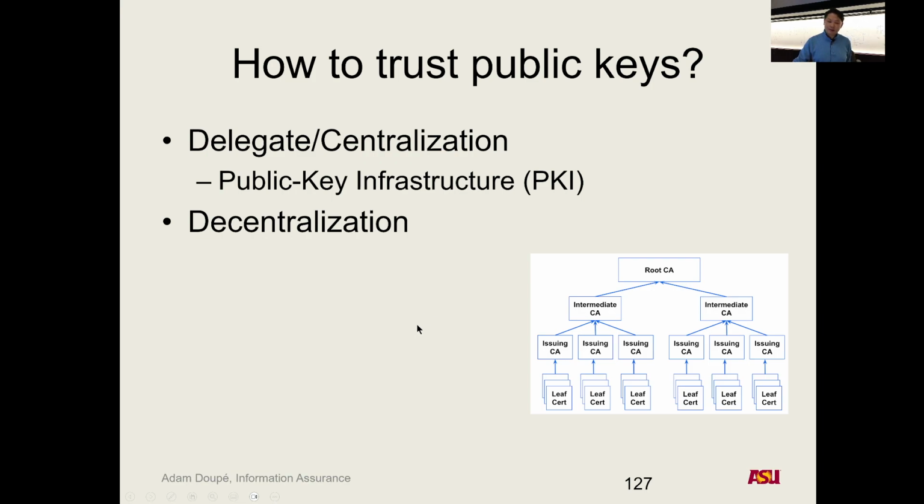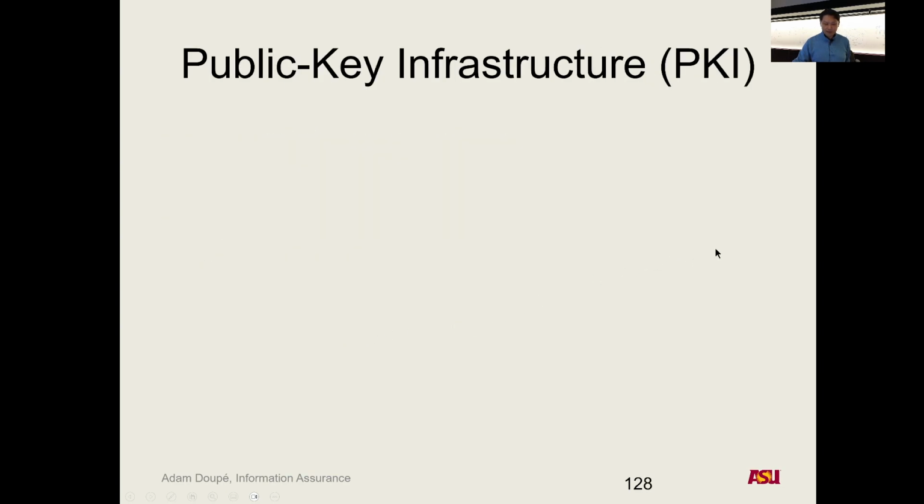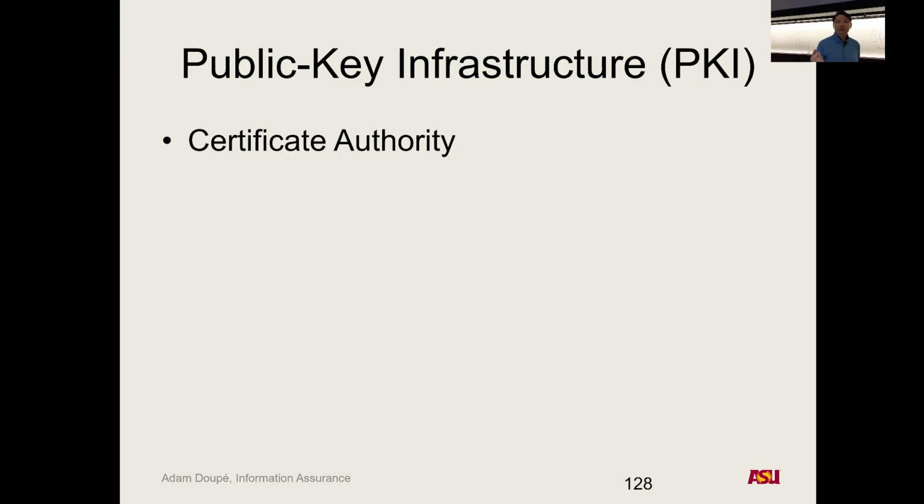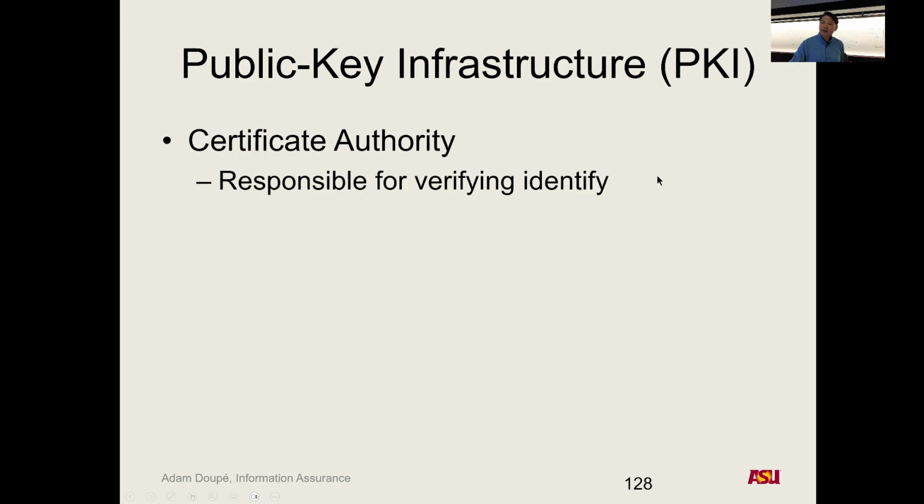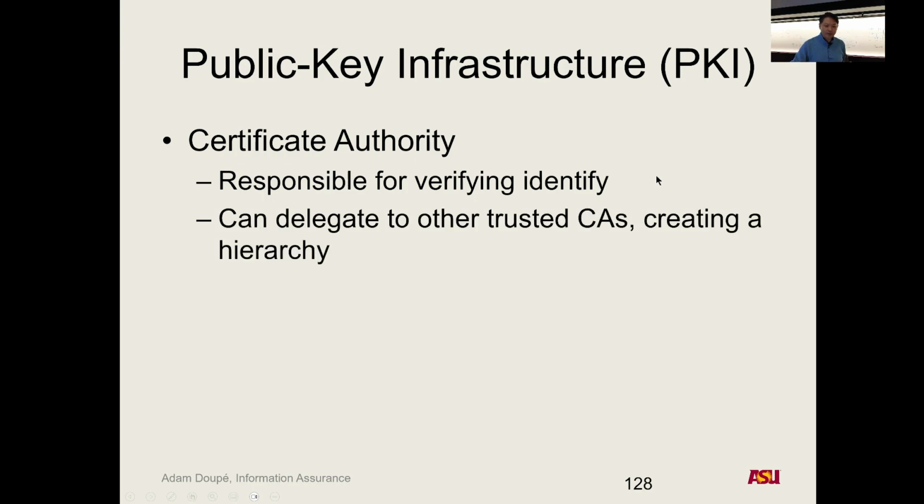Conversely, there is the decentralized approach, one of which is the web of trust. So let's get back down here. In PKI, what is the CA? That's short for Certificate Authority. Only this authority issues the certificate to the requester, is responsible for verifying identity, and can delegate to other trusted CAs, creating the hierarchy.